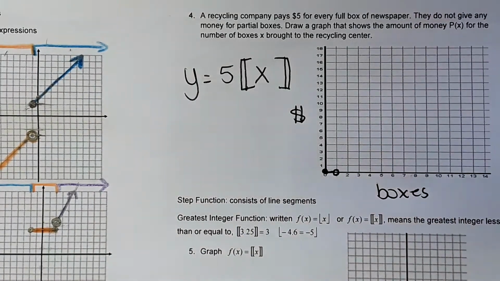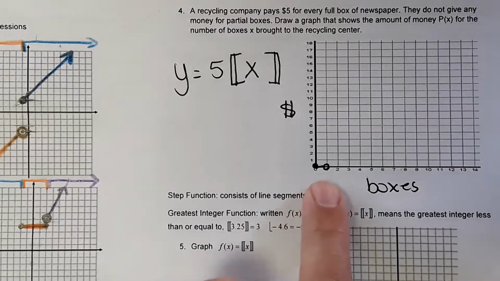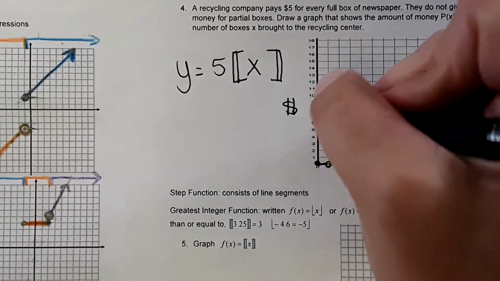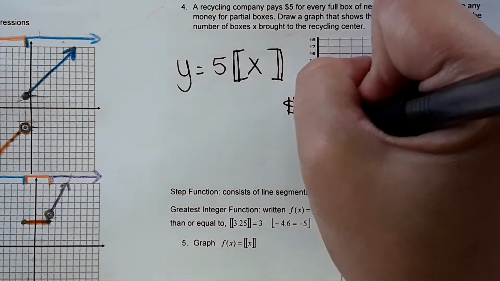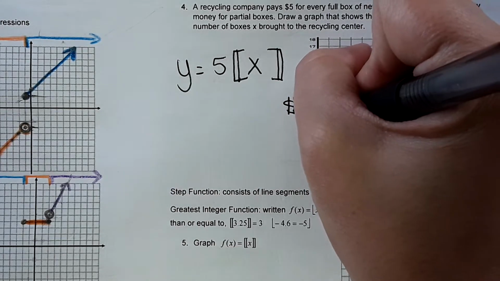Why do you want an open circle? Yes, there's an open circle at 1. Why? Because it doesn't include 1. For 0 boxes, you get no money. If it's like 0.99 of a box, you still get no money, up until 1. At 1, you get $5. So at 1, you have a closed dot at $5.